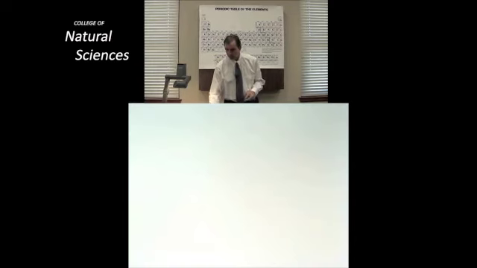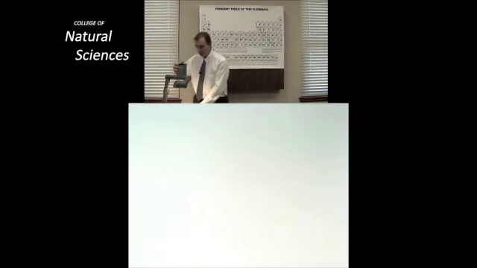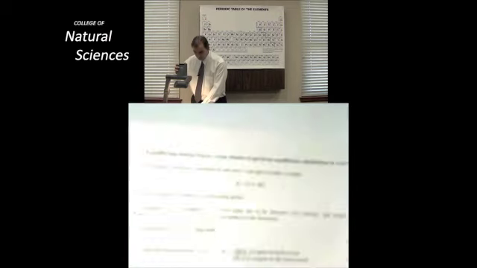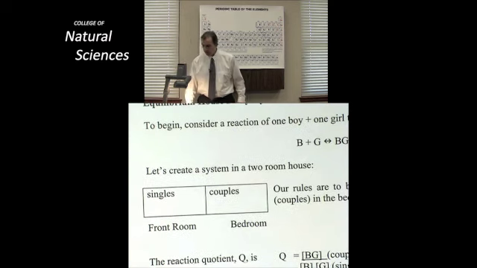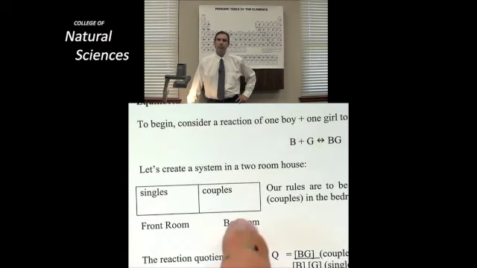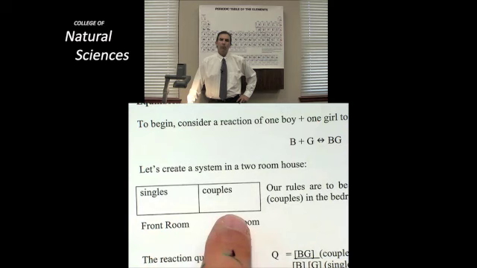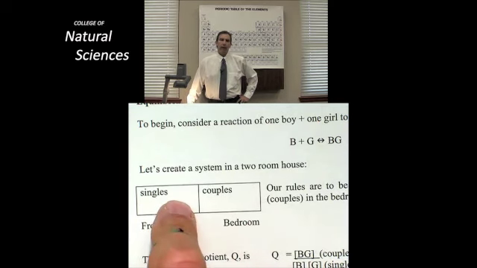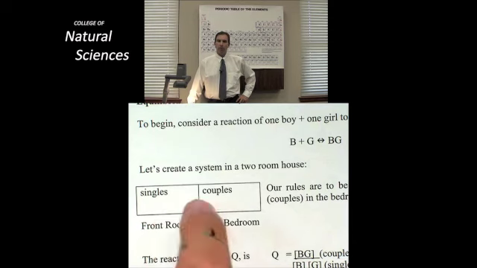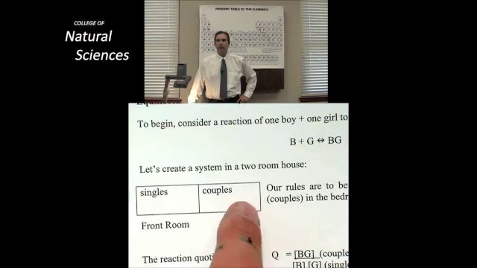This is a nice game we're going to play. Here's the game in action. The game says, I have a party. And the party is a party in a 2-bedroom house. Out in the front room is where the people hang out, getting to know each other. And in the back room is where the couples go to sit on a bed and kiss.